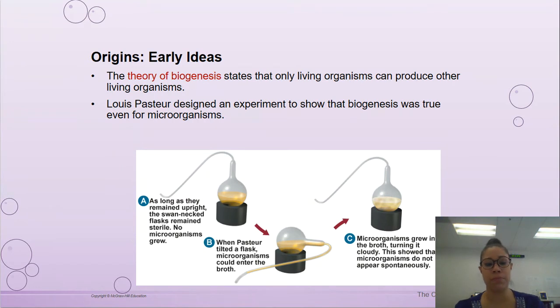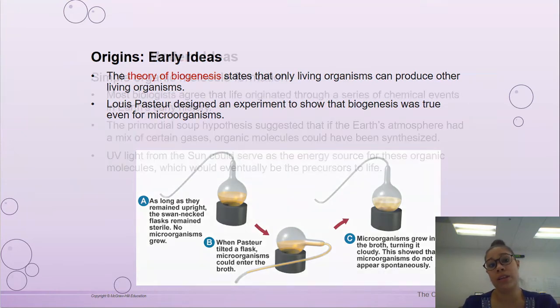So he takes some beef broth and he sterilizes it, so make sure there's no organisms in it. And over time, he lets the air go through and no microorganisms are produced. Therefore, he proves that life comes from existing life. It does not spontaneously generate. So he was able to develop the theory of biogenesis. And that's what we accept today, that all cells come from pre-existing cells.